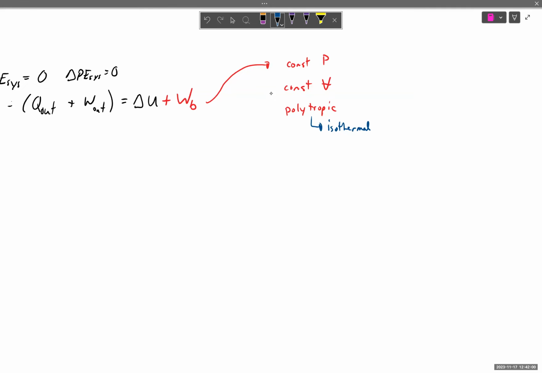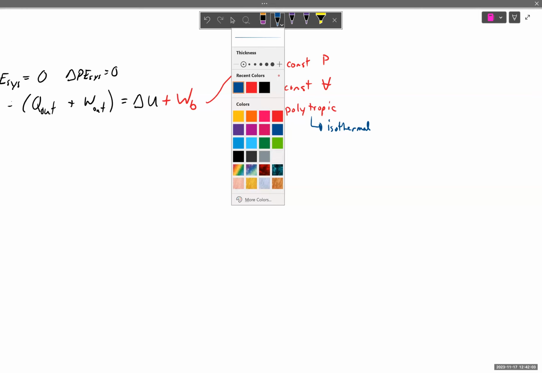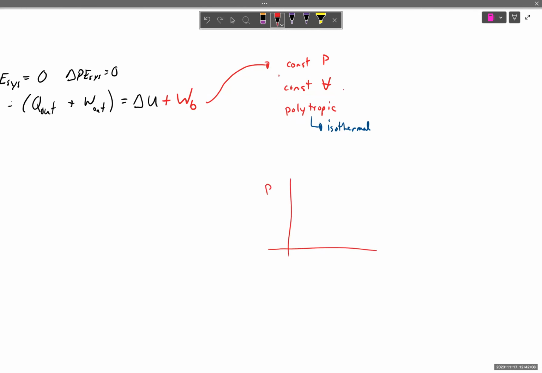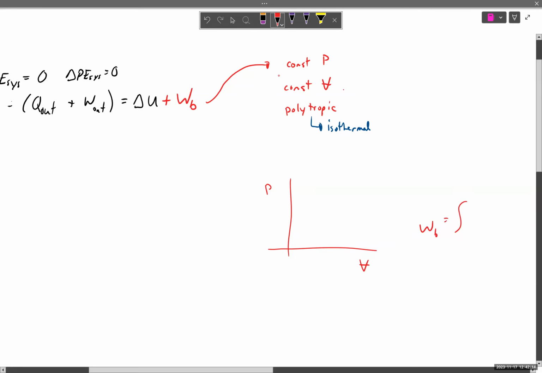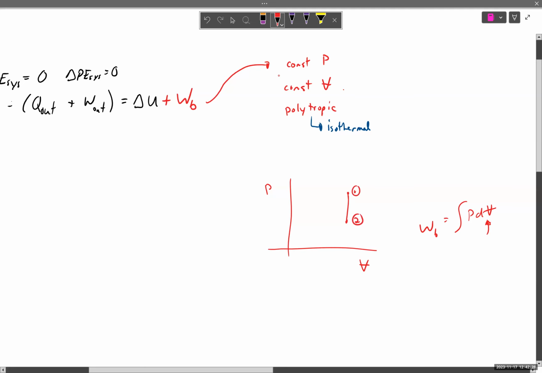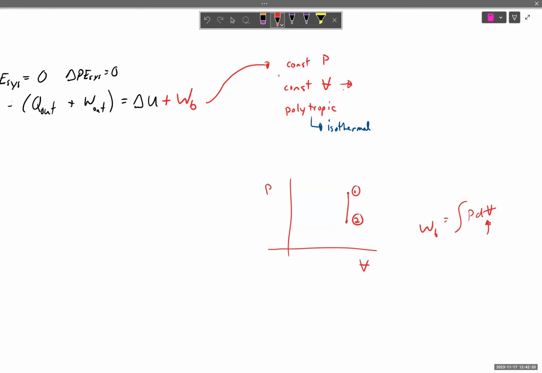Well, the nice thing, at least with one of them, is if you have constant volume, what's happening? Well, I have a PV diagram. And work at the boundary is where we're integrating pressure over my change in volume. If I don't have a change in volume, I'm not doing any work, right? So if my volume is constant from state one to state two, my work is zero. There's no area under that curve. It's just a container; we don't have any moving boundary, or work at that boundary.